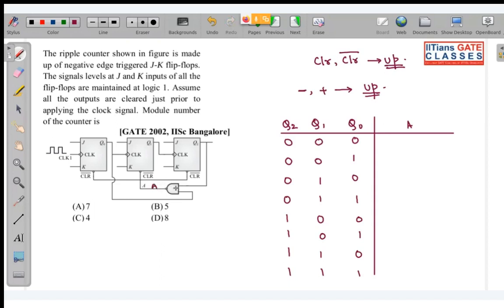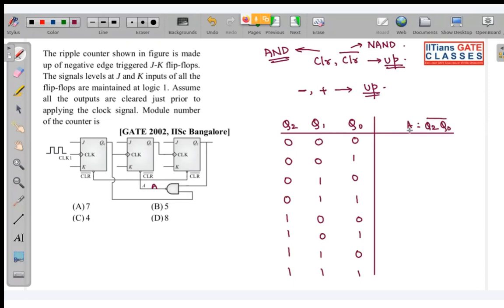So yes, this A is actually the output of this NAND gate. And we have already seen that with clear bar, we use NAND gate. Okay, with clear bar, we use NAND. With clear, we use AND gate. Okay, so with clear bar, we use NAND, and with clear, we use AND. I have given all the tricks for this. So now you can see this A is basically what? Q2, and another input is Q0.